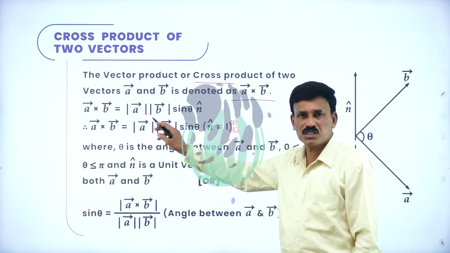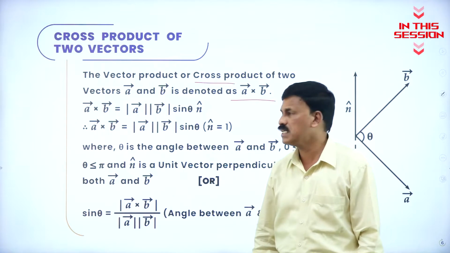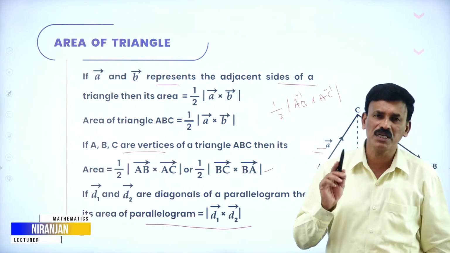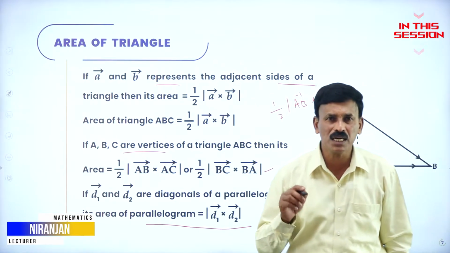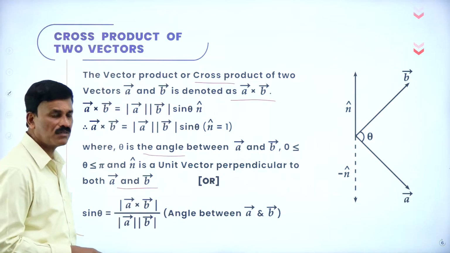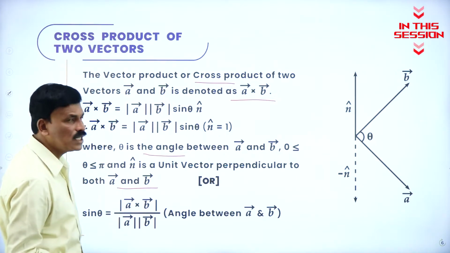Vector A cross B is equal to length of A into length of B into sine theta into n cap, where n cap is a unit vector. The area of a triangle formed by the vectors A and B as the adjacent sides is given by half into length of A cross B. Sine of the angle between the vectors is given by length of vector A cross B divided by length of A into length of B.